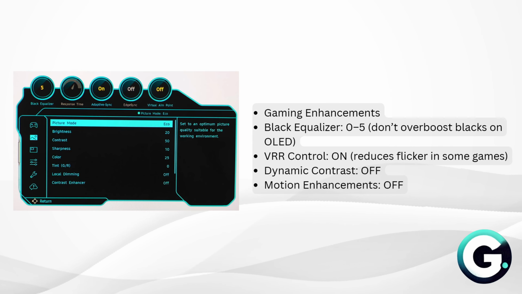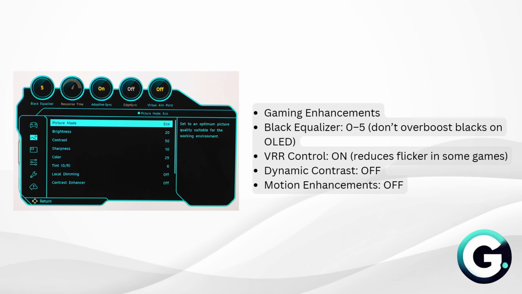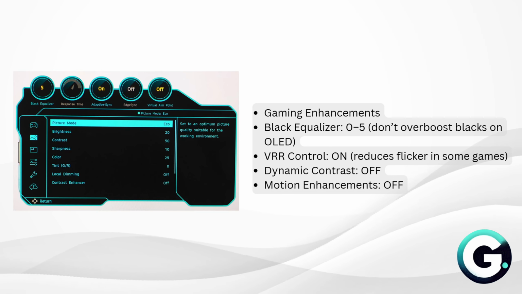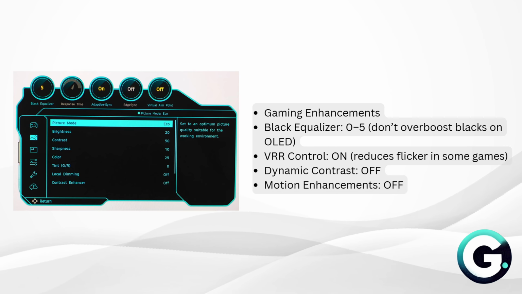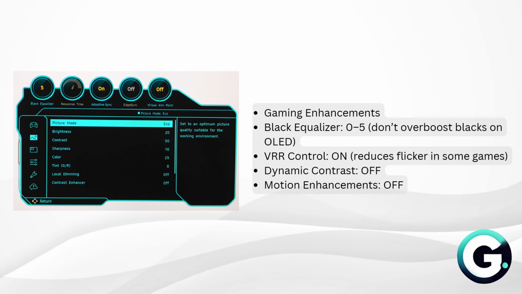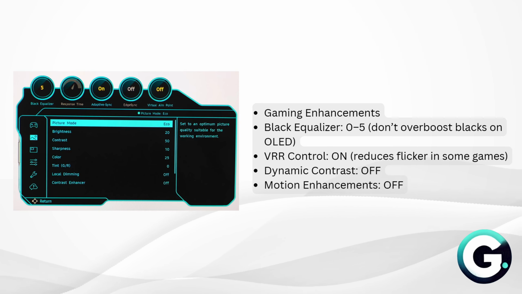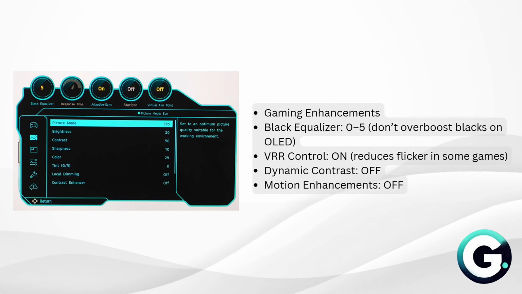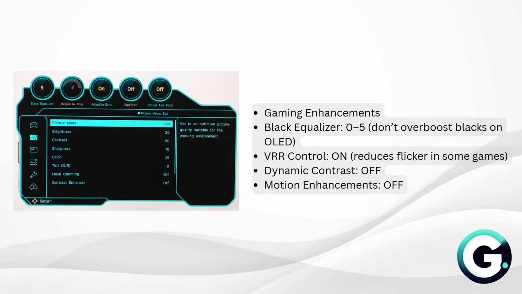And for some gaming enhancement, you want to set your gaming or the black equalizer at 0 to 5. So you don't want to overboost blacks on OLED. The VRR control is going to be on, dynamic contrast off, and motion enhancement off.